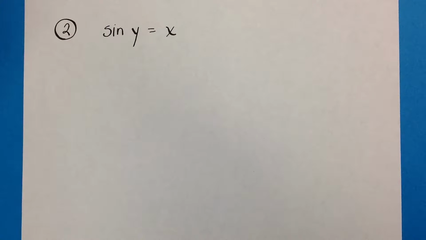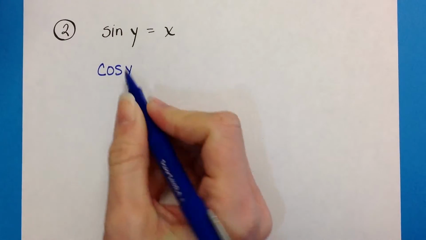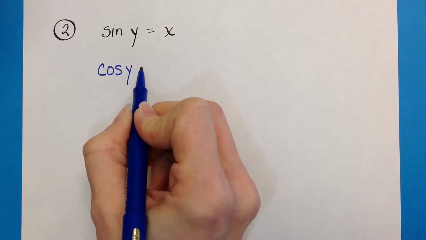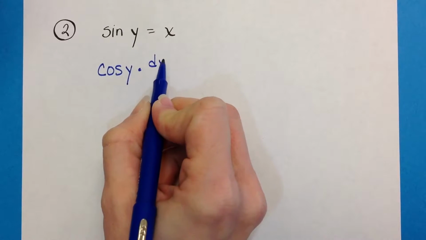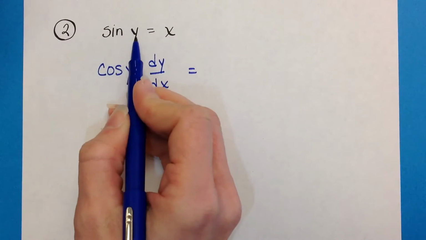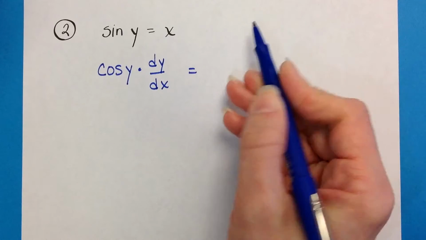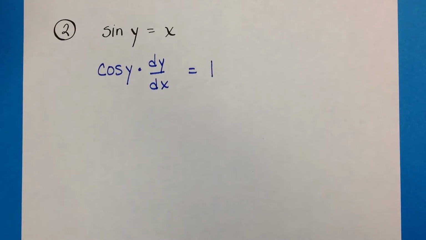Okay, number 2. Okay, following the same steps. Okay, find the derivative implicitly for each side. So the derivative of sine, remember, is cosine. So this would be cosine y. But since this involves y, remember, then you'd have to multiply by dy/dx. Of course, that is the only term that you have on this side. So now differentiate your right-hand side. The derivative of x would just be 1.